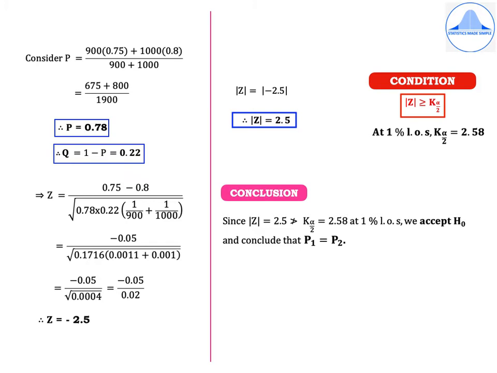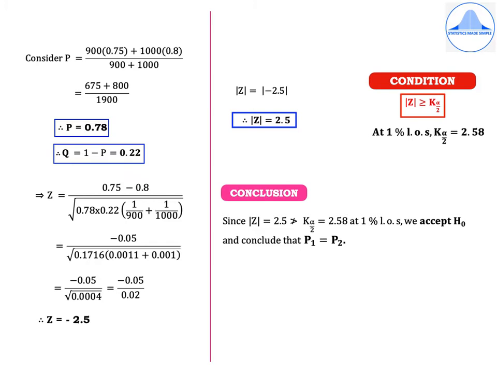Now remember that this problem is based on an alternative which is two-tailed. So what is the condition which we have to use for a two-tailed test to make our conclusion? The condition is highlighted in red color on the right hand side of this slide. So you have to check if mod Z is greater than or equal to K alpha by 2. If it is greater than or equal to K alpha by 2, you reject H naught, otherwise you accept H naught.